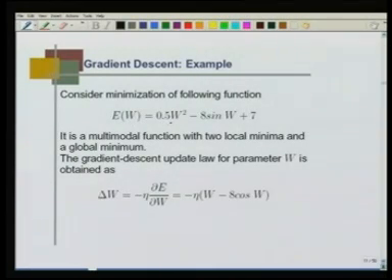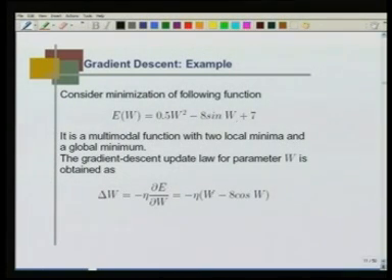EW is 0.5 W square minus 8 sin W plus 7. So, this is a nonlinear cost function. It is a multimodal function with 2 local minima and a global minimum. The gradient descent update law for parameter W is obtained as this. Okay. So, delta W is minus eta del E by del W.